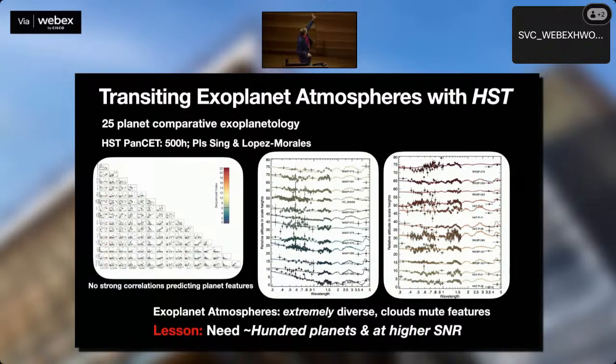You don't have to look at the corner plot too much in detail, but the bottom line is there are no strong correlations for predicting any of these features. So even with the hot Jupiters today, we cannot predict exactly that, because it's this temperature and mass, it will have this size of water feature and this sort of cloud and haze property. So the takeaway is that the planet population, even for these giant planets, is very diverse, and clouds are muting a lot of these features. So the lesson learned is that we probably need hundreds of planets at higher signal to noise to really uncover these subtle correlations.